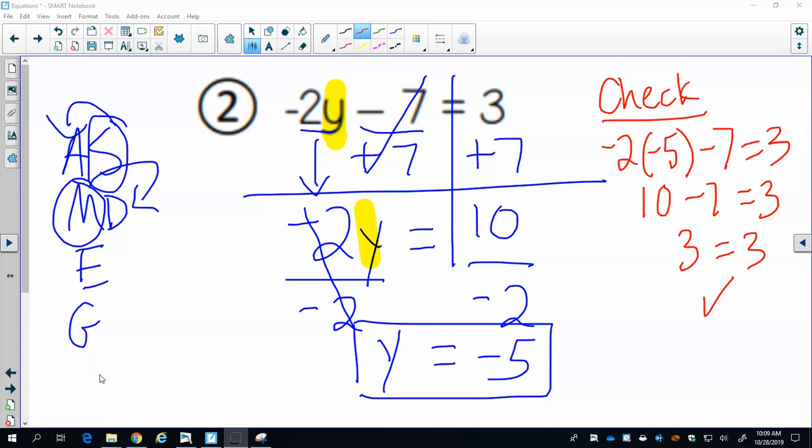All right, we've got 2 more equations to try, one that has multiplication and one that has division. This will be the first time we look at a division equation. So let's go ahead to the next equation.